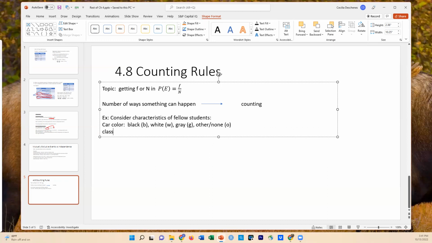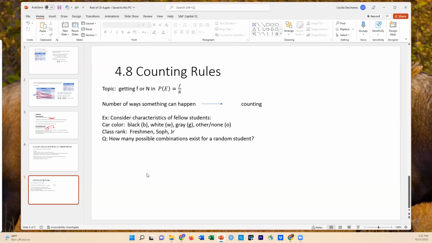And then we're going to look at their class rank. Again, we're going to look at freshman, sophomore, or junior. And the question is, how many possible combinations exist for a random student?